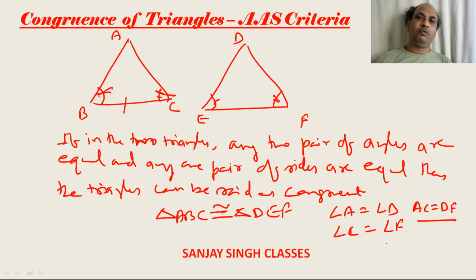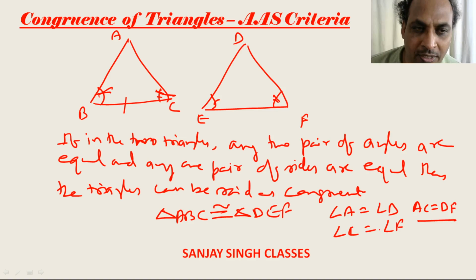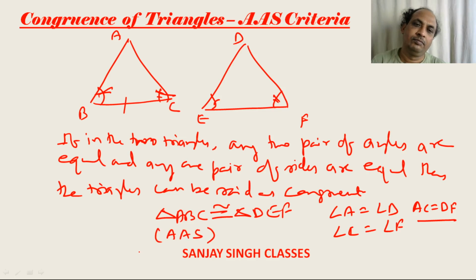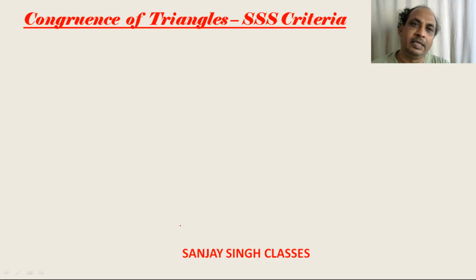In that case, what we will be finding? We will find that the triangle will become congruent. And the rule will be said as AAS criteria. We will go to another criteria, that is SSS.